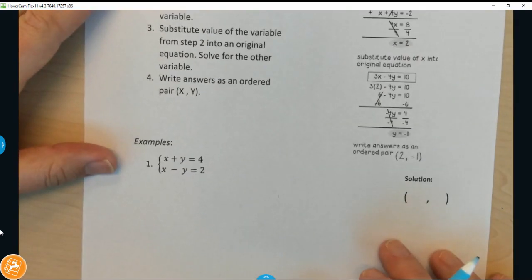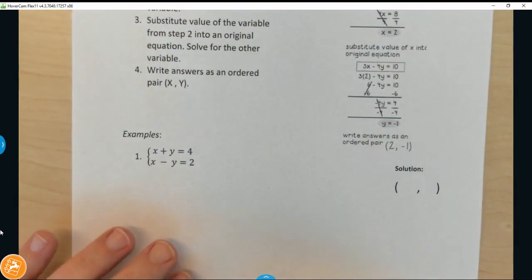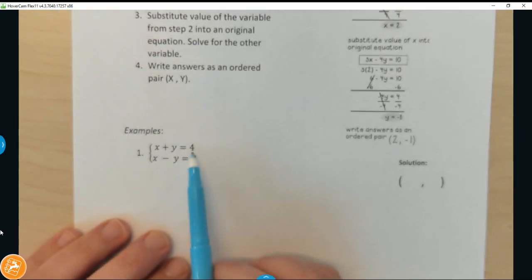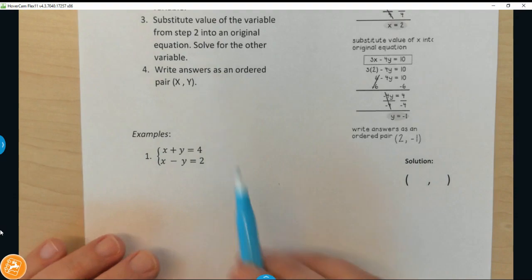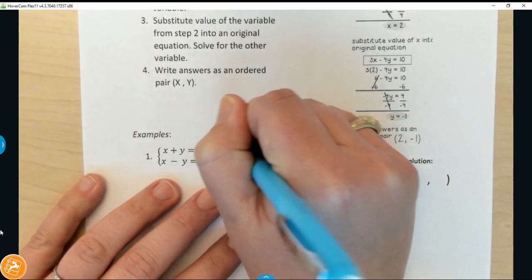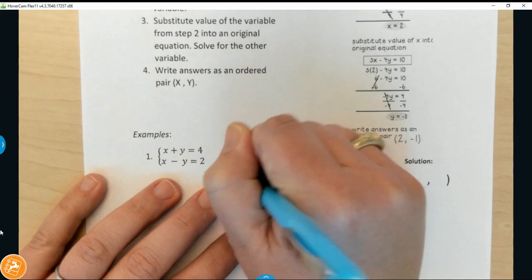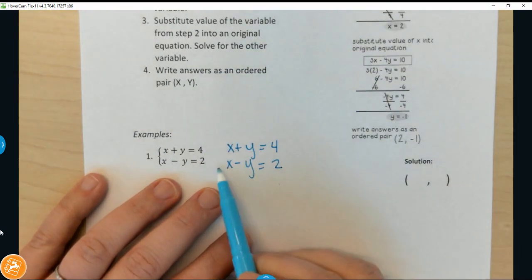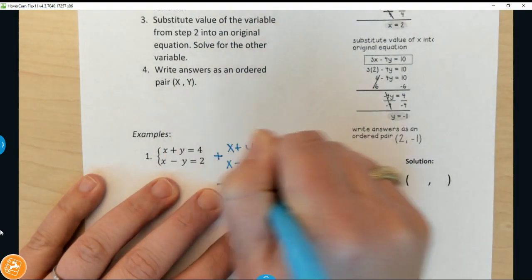Starting off with a level 1 type question. We have x plus y equals 4, and we have x minus y equals 2. So like I said before, you're going to think about it as a big addition problem. So I'm going to add together x plus y equals 4 and x minus y equals 2. I'm going to add those two together.